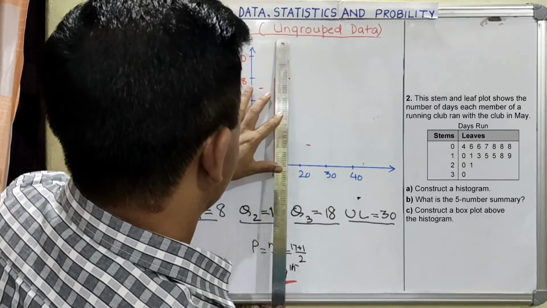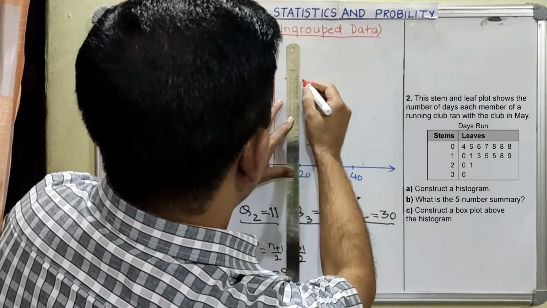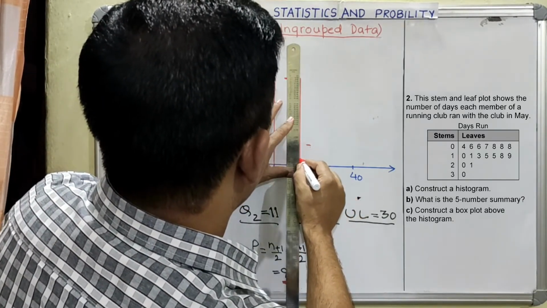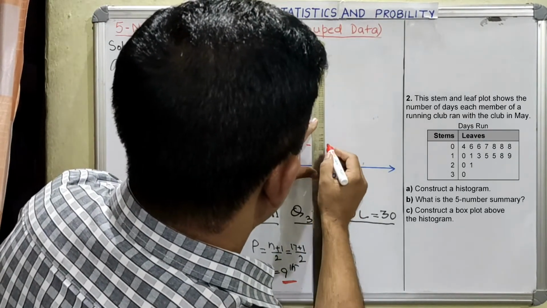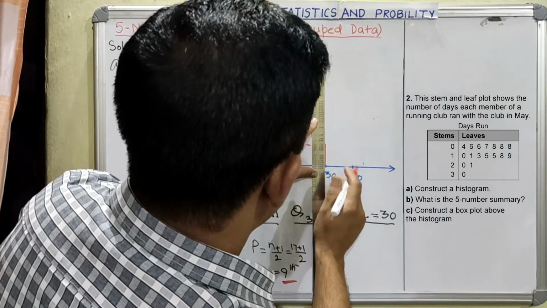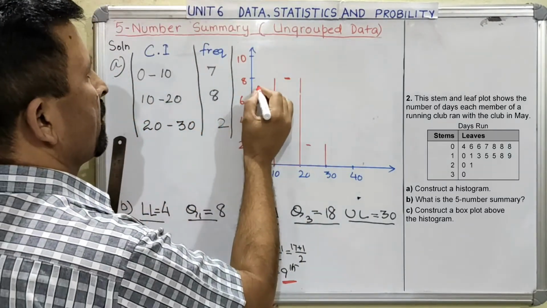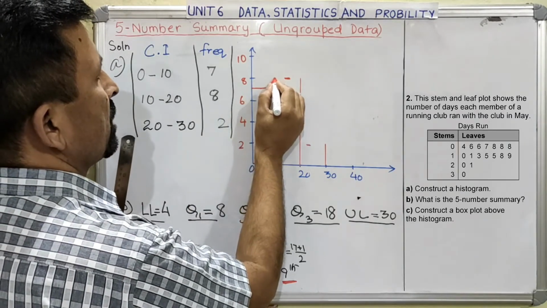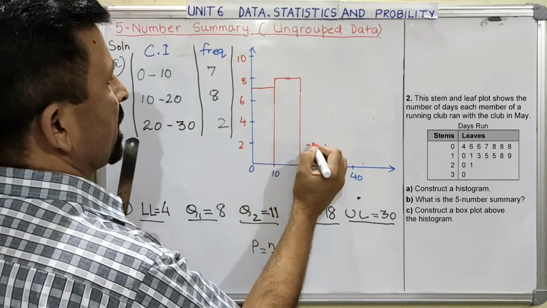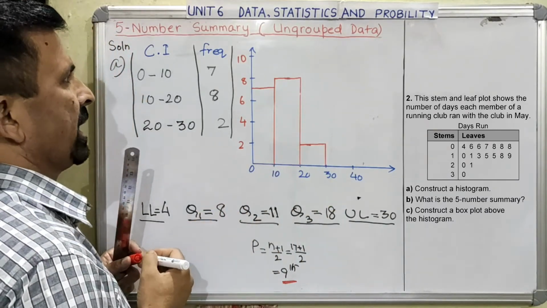Okay. Then next. Alright. Last. Okay, so this is your histogram. Is this all right?